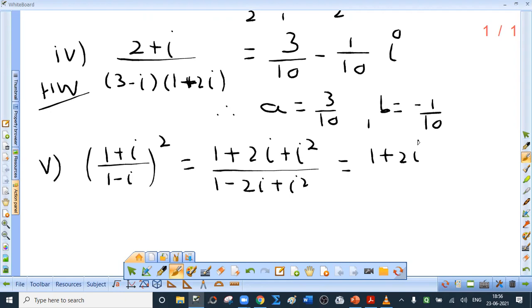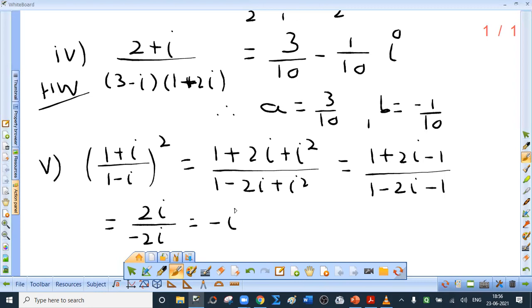So 1 plus 2i minus 1 upon 1 minus 2i minus 1. So 2i upon minus 2i, which is minus... I'm sorry, i gets cancelled. How come minus i? I'm sorry. 2i upon minus 2i is nothing but minus 1. But remember, it is to be written as minus 1 plus 0i. So what is a? a is minus 1. And what is b? b is nothing but 0. Very good.